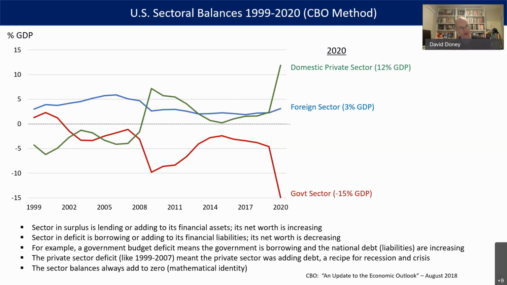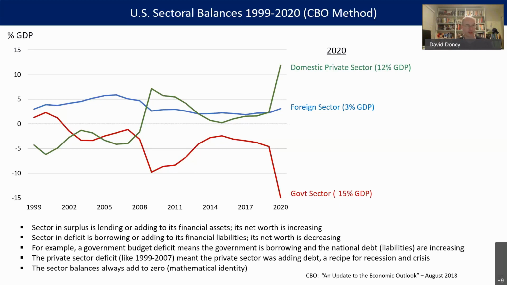In the most simple terms, if you were in a two-sector world, if one sector is in deficit, the other sector must be in surplus. It's simply, if one person is lending, the other person is borrowing. You can't have two lenders because there's nobody borrowing, and you can't have two borrowers because there's nobody lending.